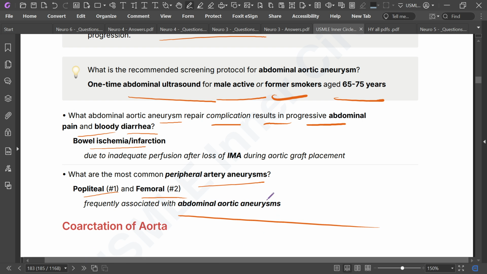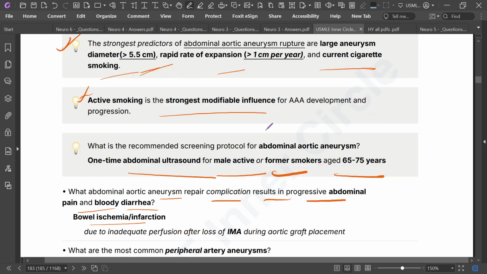So we have read prosthetic valve dysfunction. We have read aortic dissection and abdominal aortic aneurysm.